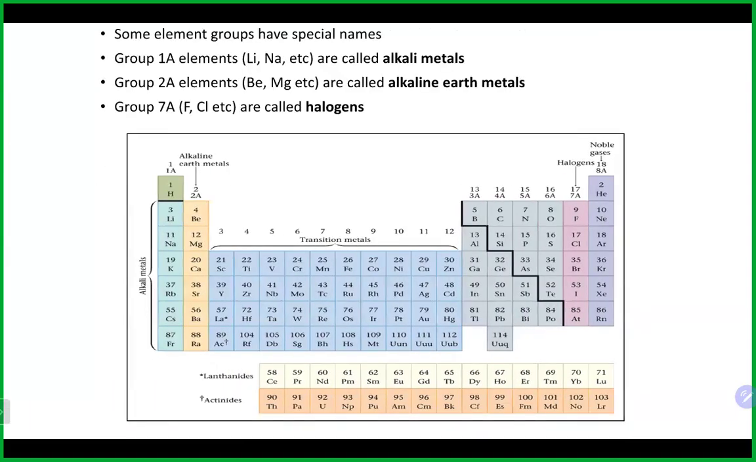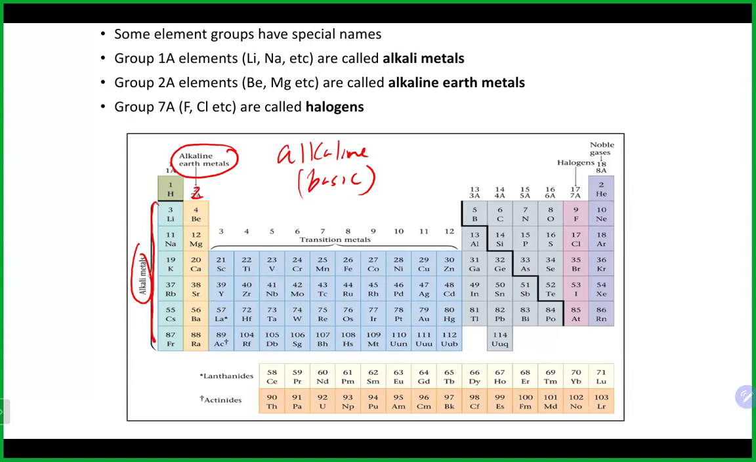Now, some groups do have special names that you do need to be aware of. Group 1, which once again starts with lithium, these are the alkali metals. So here's our alkali metals, group 1. Right next door in group 2 is our alkaline earth metals. The word alkaline pretty much means basic. And group 1 and group 2 on the periodic table is where a lot of strong bases come from.